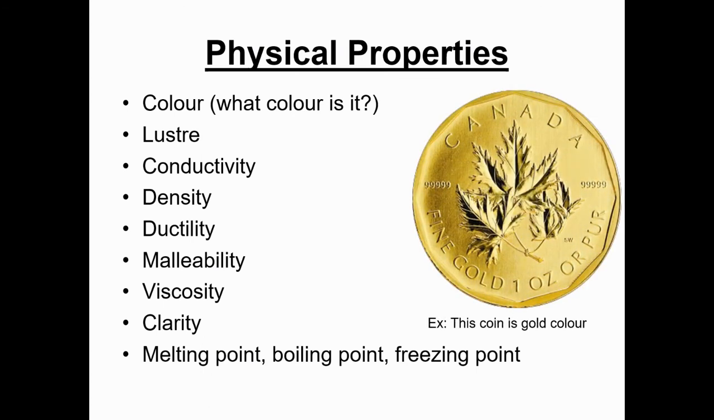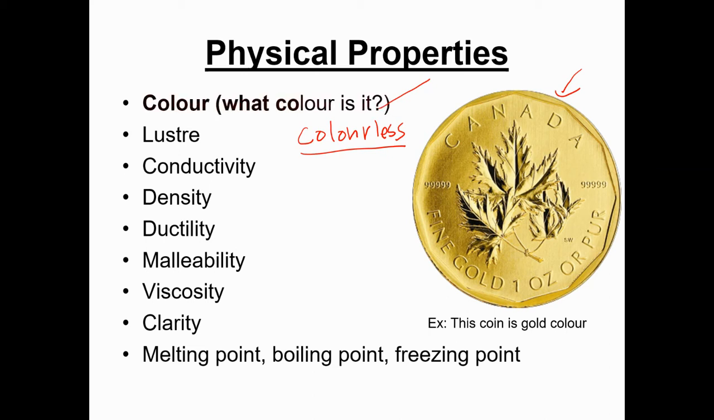Usually the easiest one, if you're in a lab, when you're describing a substance, is color. Just what color is it? So for this coin over here, we might say it is gold in color or yellow in color. Sometimes some substances don't really have a color. So for example, water. If there's no color, like in water, we would say it's colorless. So water is colorless. Students often like to say that the color of water is clear. Clear is not a description of color. Clear is the fact that you can see through it. Water really doesn't have a color, so we say colorless. So color, what color is it? Very straightforward.